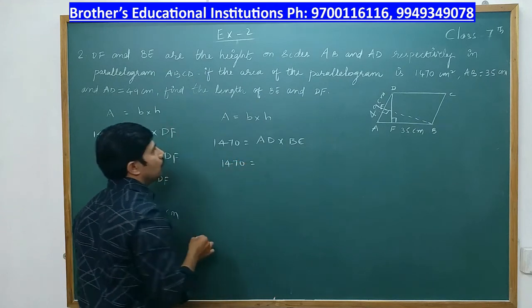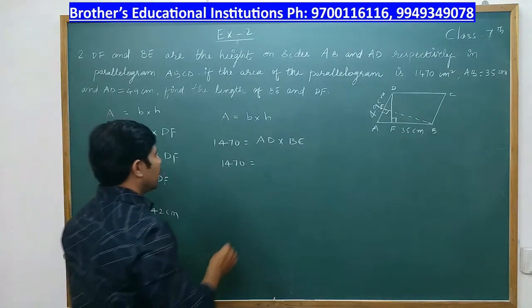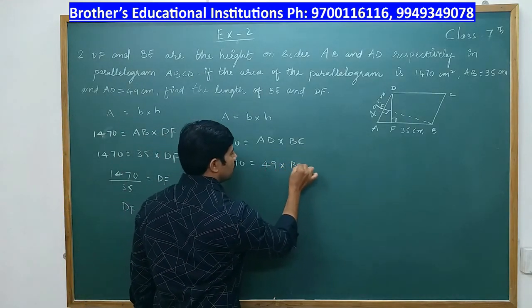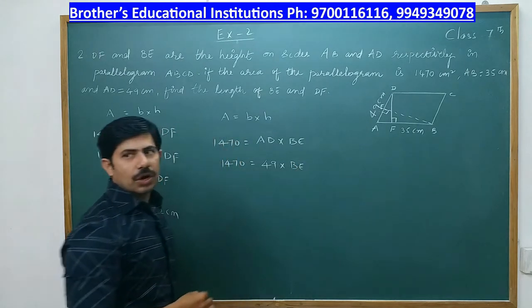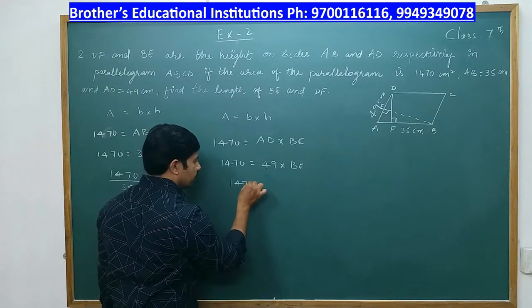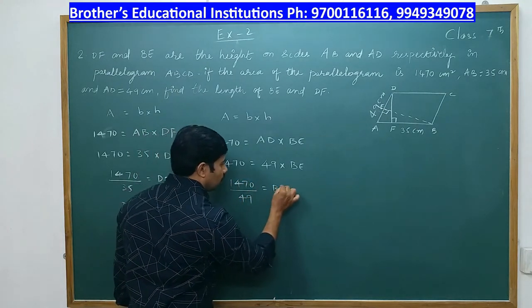So 1470 is equal to, now what is AD given? AD is given as 49 into BE. We have to find out BE. So how to find BE? It is 1470 by 49 is equal to BE.